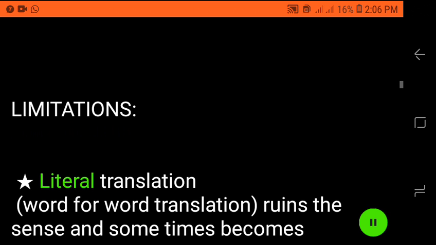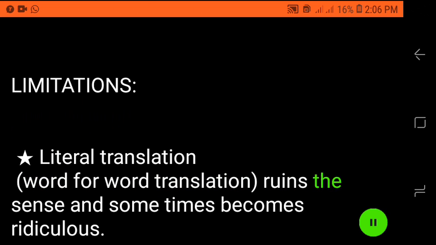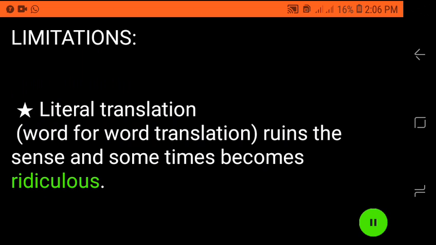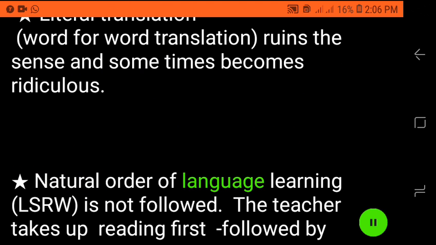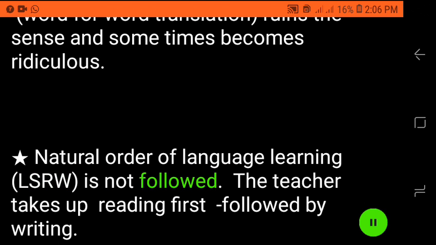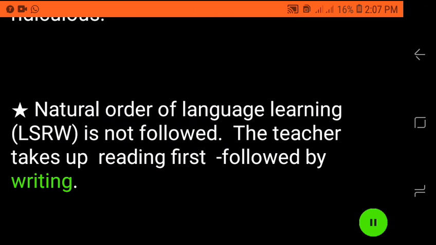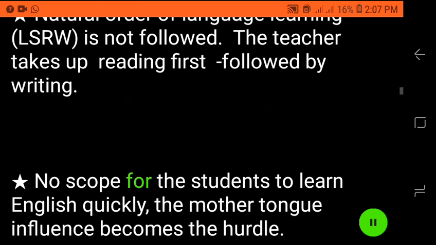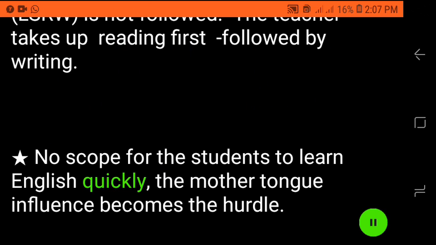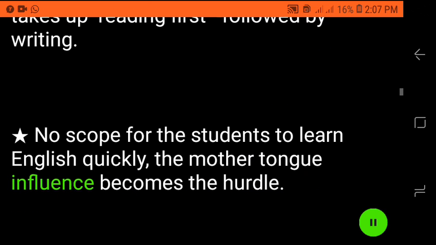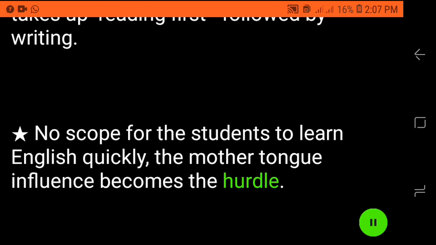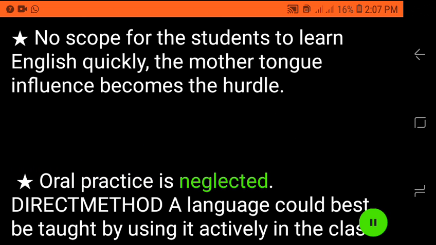Limitations. Literal translation. Word-for-word translation ruins the sense and sometimes becomes ridiculous. Natural order of language learning (LSRW) is not followed. The teacher takes up reading first, followed by writing. No scope for the students to learn English quickly. The mother tongue influence becomes the hurdle. Oral practice is neglected.